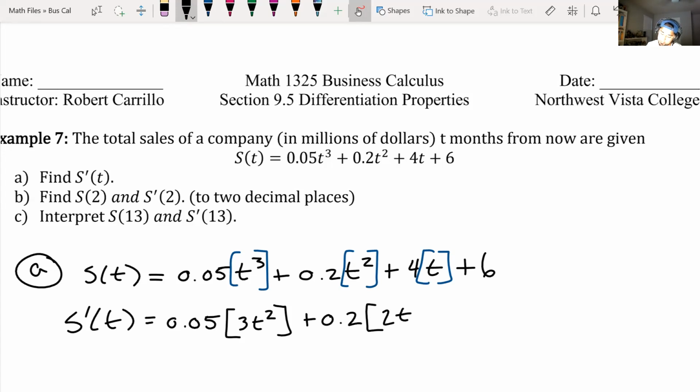Two t. What is the derivative of 4t? Just 4, because the derivative of t is 1. And what is the derivative of 6? Plus 0. Yeehaw. Everybody good with that?